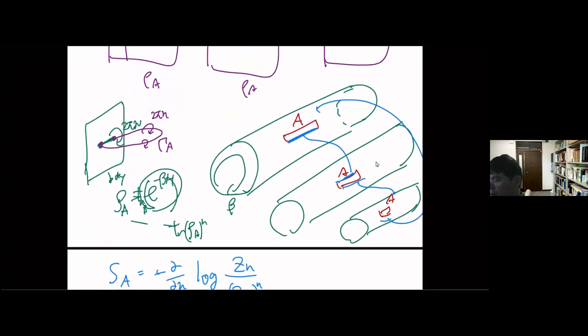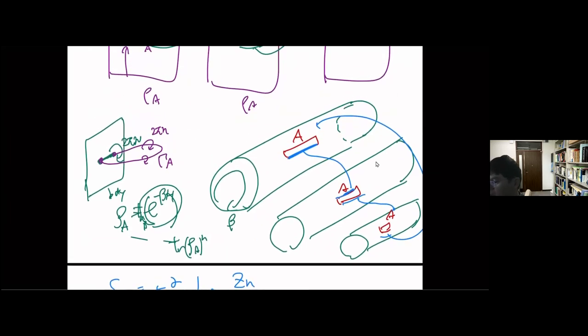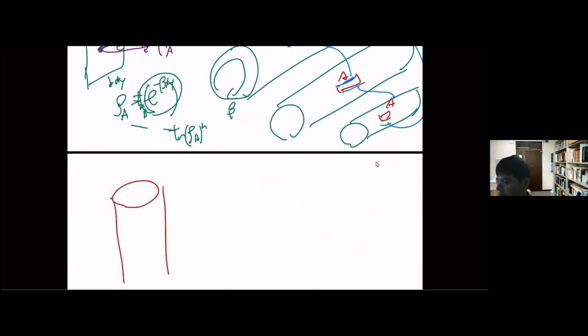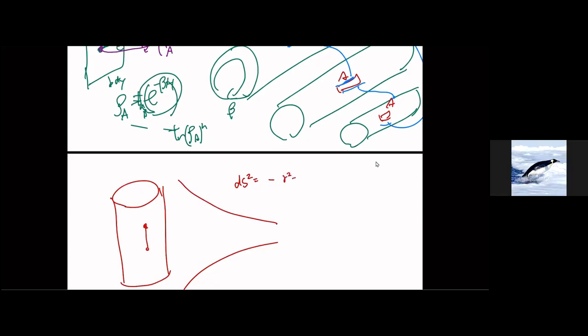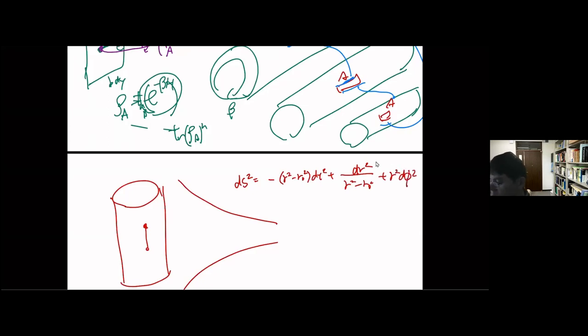This also has a holographic version. The boundary geometry now looks like a cylinder, and subsystem A is here. Global AdS looks like this geometry, and the BTZ black hole is like this geometry. If I write the metric expression, this is the phi direction, this is tau, the Euclidean time direction, and this is the radial direction.